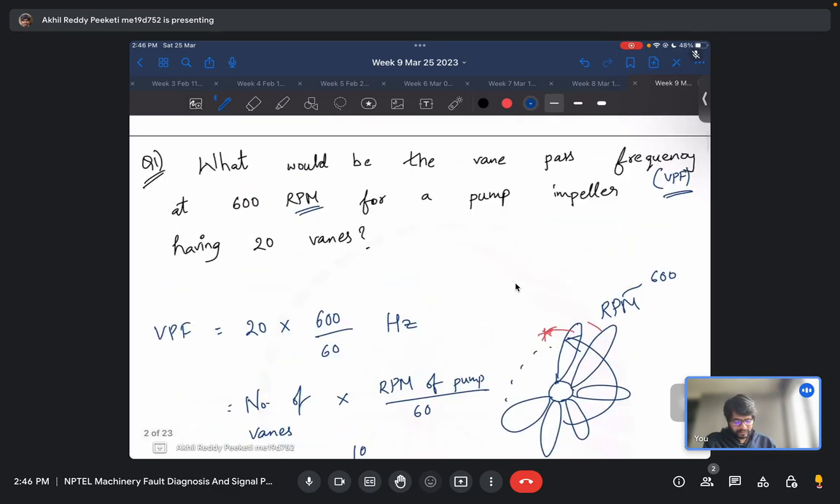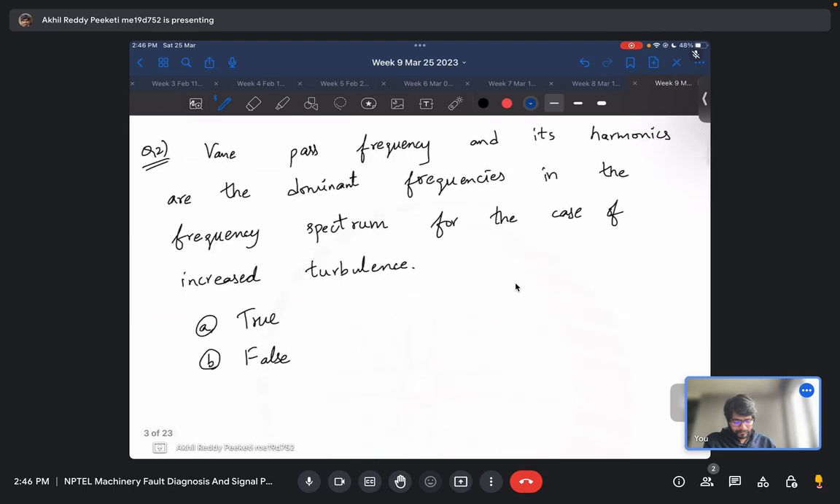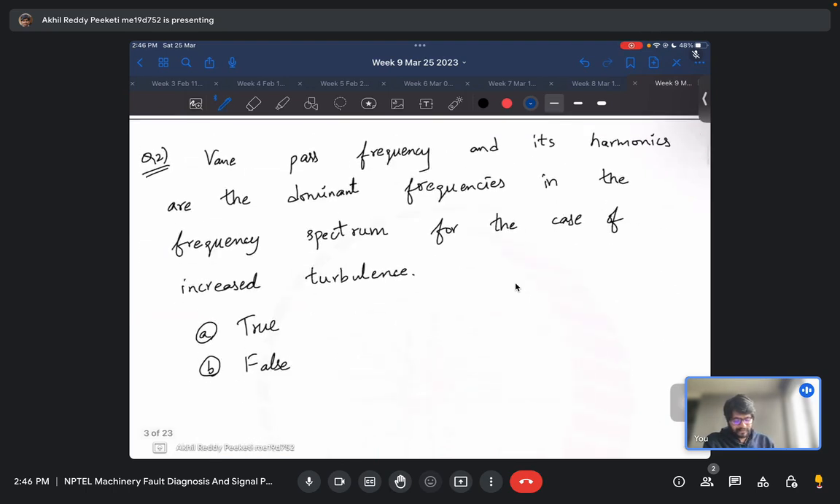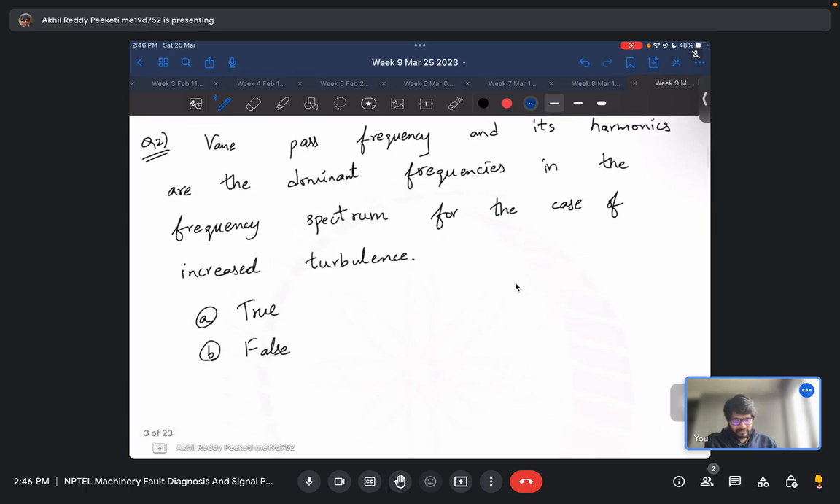Now let's move on to the next question. Vane pass frequency and its harmonics are the dominant frequencies in the frequency spectrum for the case of increased turbulence. So when you are looking at the vibration characteristics of such a rotor, of course you will have the vane pass frequency, and because of the turbulence you would actually see the harmonics also, and this will be dominant. So the answer is true.